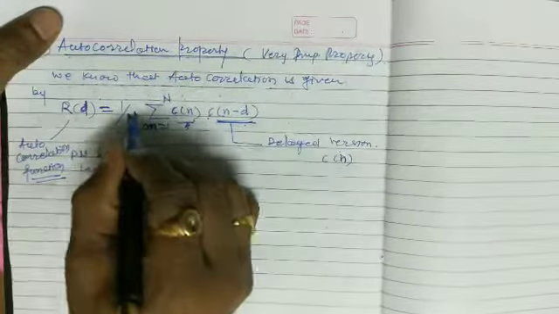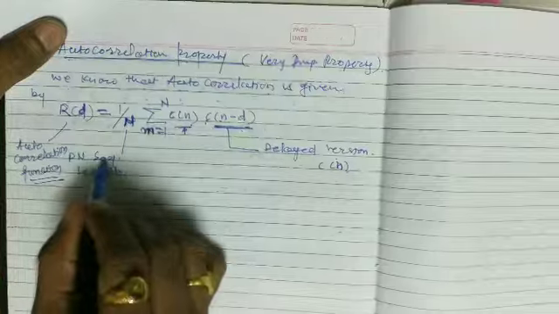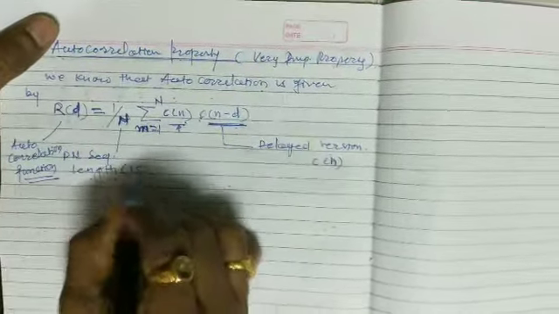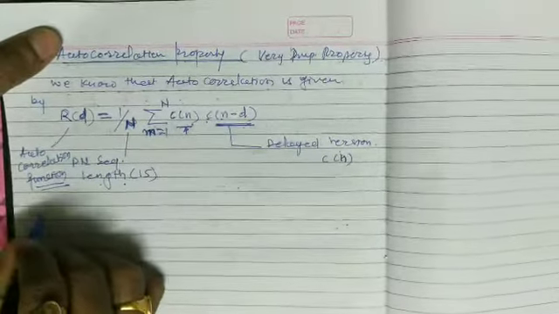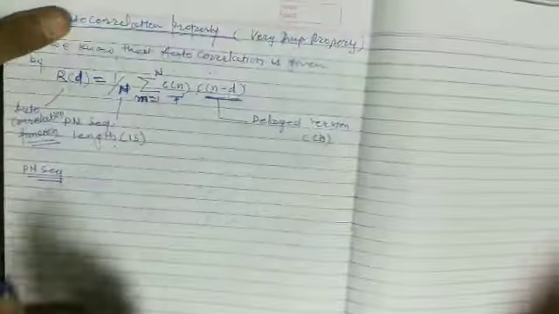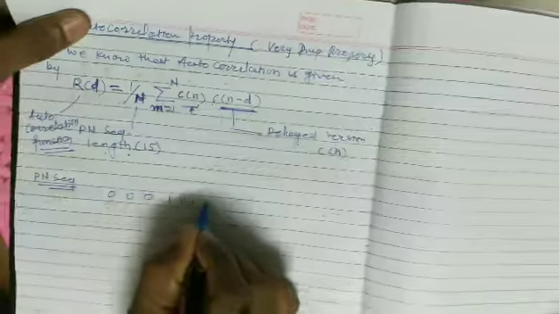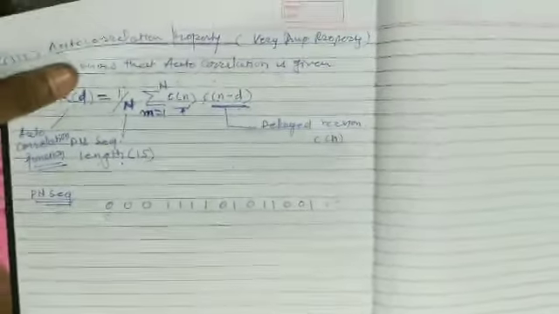Now as far as this 1 by capital N is concerned, this capital N is nothing but the PN sequence length. In the earlier example, the sequence length was given as 15. Again, we'll mark the PN sequence which we generated earlier. The PN sequence was 0, 0, 0, then 4 times 1. Thereafter, we have 0, 1, 0, 1, 1, and then 0, 0, 1. This was the sequence that was obtained earlier.